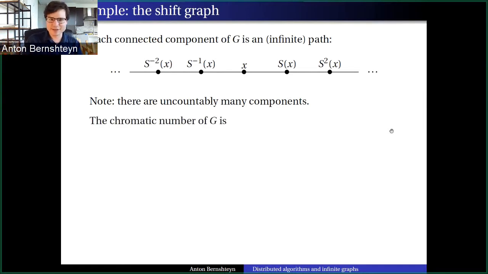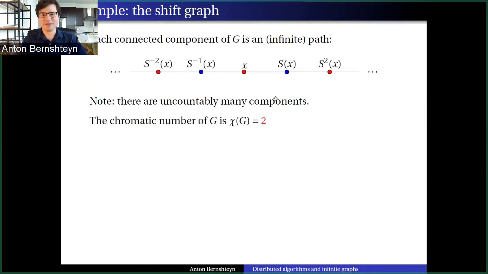All right, but uncountably many components, fine. We still can ask what the chromatic number of the graph is. Actually, what is it? This is a question to the audience. What is the chromatic number of this graph? I think you would have to unmute yourself because I don't think I can see the chat. Is it 2? Yeah, it's 2, right?